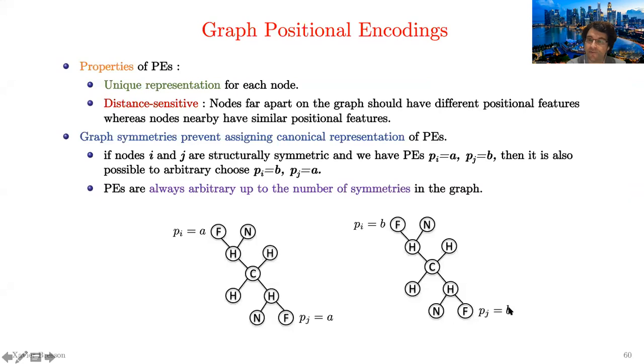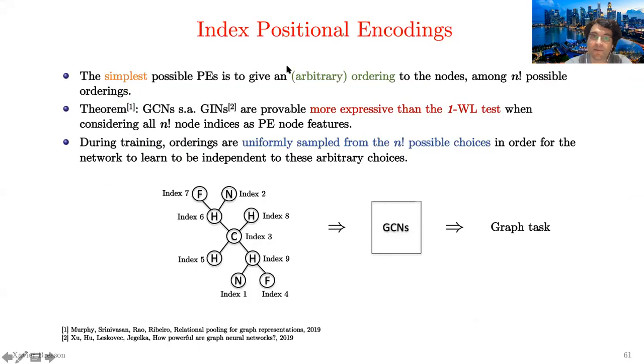Okay, so we need to understand that graph position encodings are always arbitrary up to the graph symmetry. Okay, so you may have some graph symmetry, and the positional encoding will not be able to distinguish between the graph symmetries. So it's just something which is a limitation. Okay, so the simplest positional encoding that we can think about is to use the indexing of the nodes.